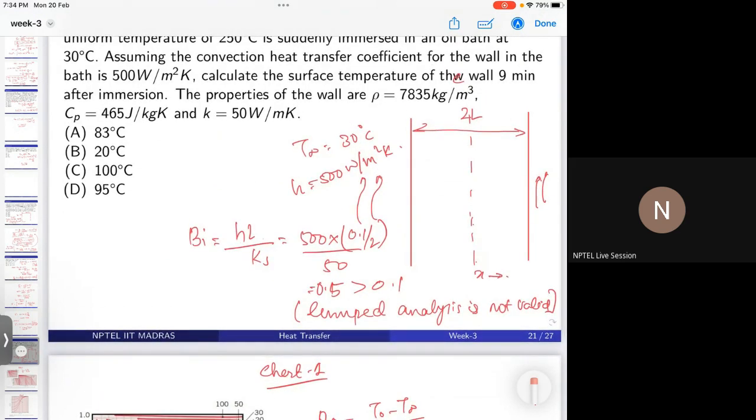500 into 0.05 is 25, divided by 50 is 0.5 only. No?